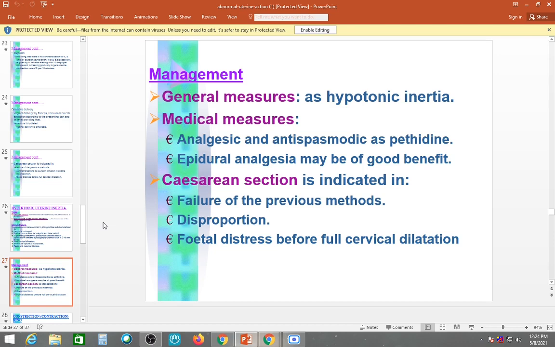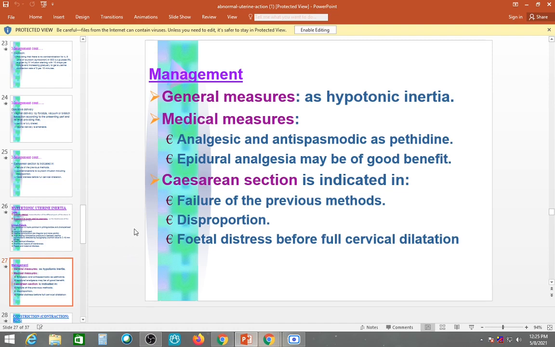In medical measures, what will we give? Analgesia and antispasmodic such as pethidine. They will be given but with keen observation or strict vigilance for the fetal condition, meaning continuous monitoring of the fetal heart rate. Then epidural analgesia may be of good benefit. In a low dose, they will give epidural anesthesia. If there are no facilities, they can give pethidine or other analgesic or antispasmodic.